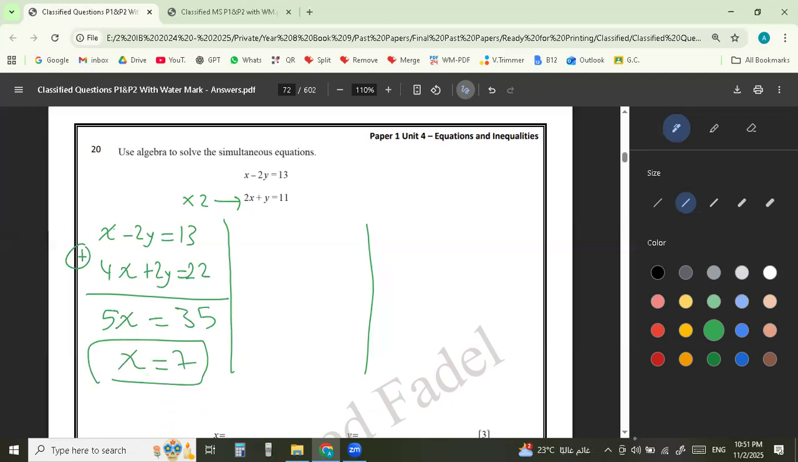I'm going to substitute in the first equation when x is 7. So 7 minus 2y equals 13. Negative 2y equals, send the 7 there with an opposite sign, so 13 minus 7. 13 minus 7 is 6. So y, Mister, is 6 divided by negative 2, which is negative 3. Check.